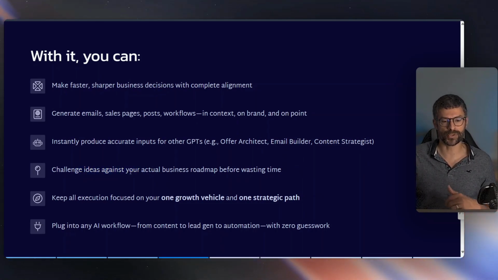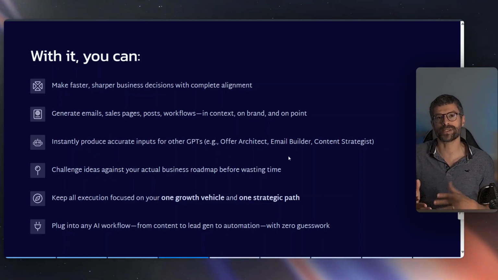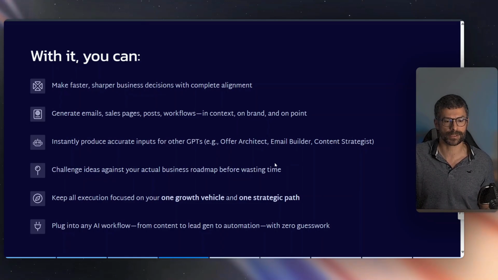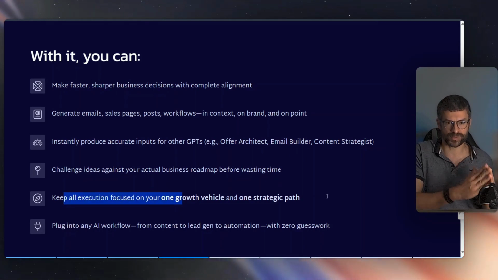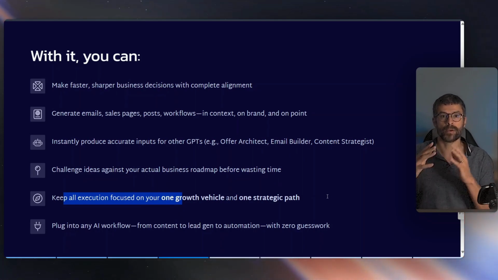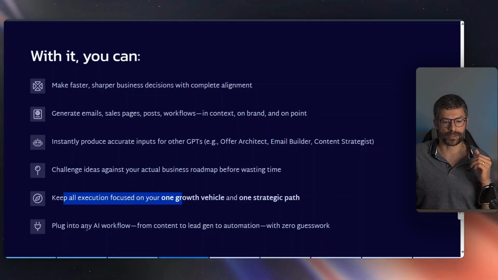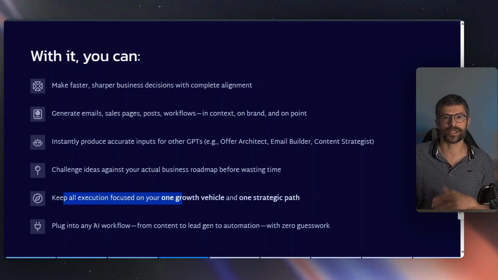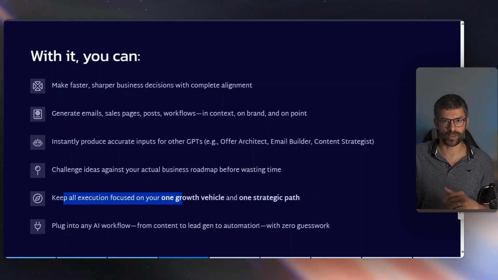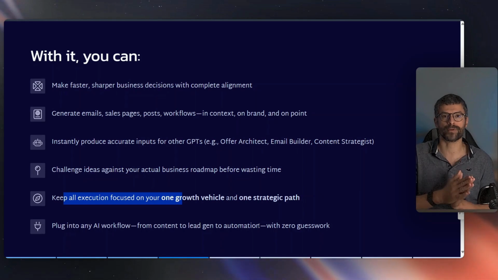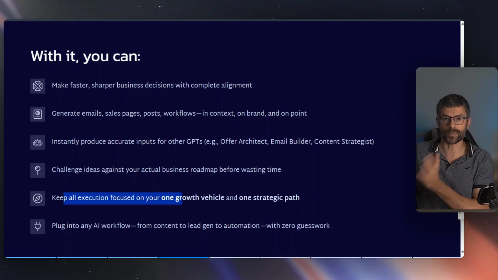You can also use it to challenge ideas against your actual business roadmap before wasting time on useless projects, useless tasks or work you want to do inside your business that are not aligned with your business. It keeps all execution focused on one growth vehicle and one strategic path, which is the one of your business. You can plug the AI growth engine into any AI workflow, from content to lead gen to automation, with zero guesswork and perfect alignment with your strategic options inside your business.